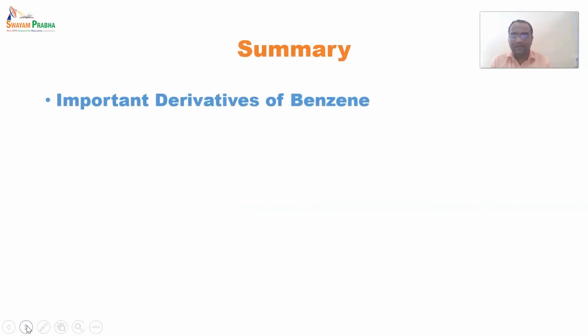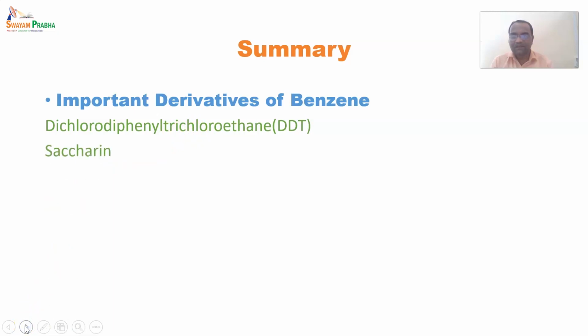After that, we have seen some important derivatives of benzene. The first one was DDT, dichloro-diphenyl trichloroethane, having 2 phenyl rings substituted with chloro, and in between it has an ethane substituted with trichloro. We have seen the structures and uses of the respective compounds.